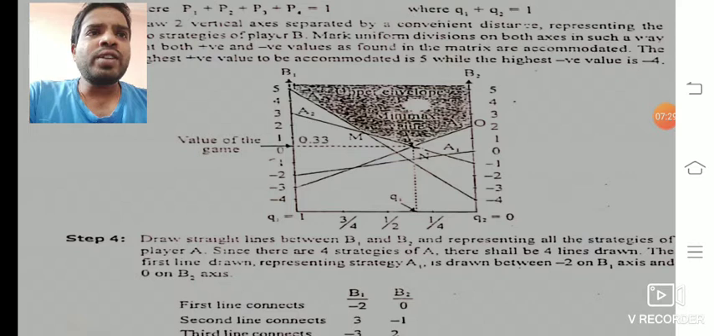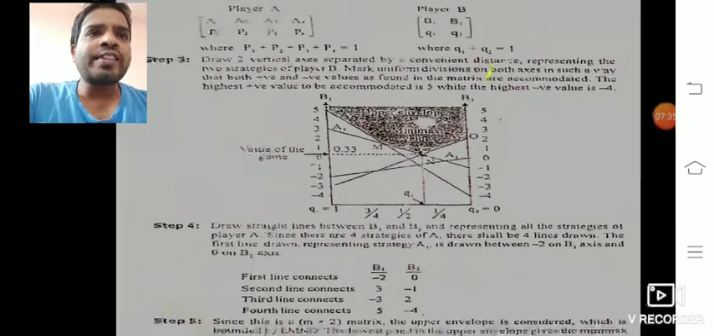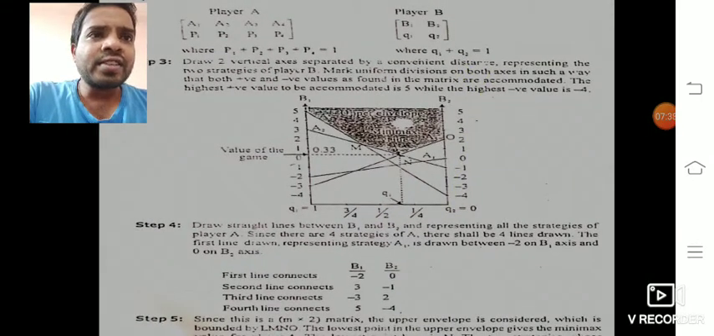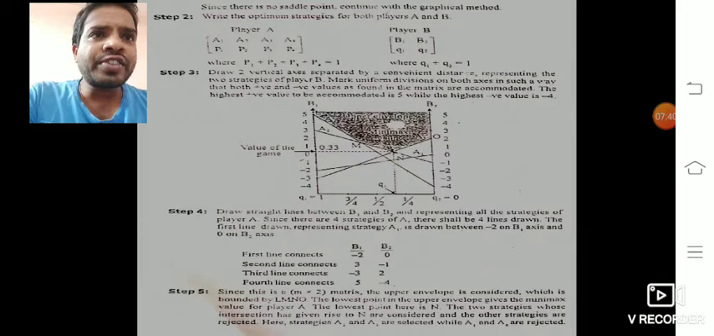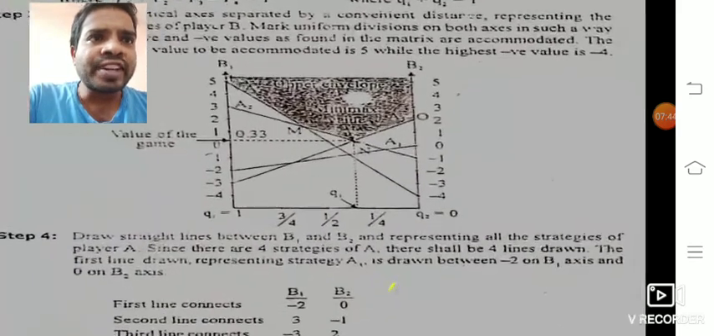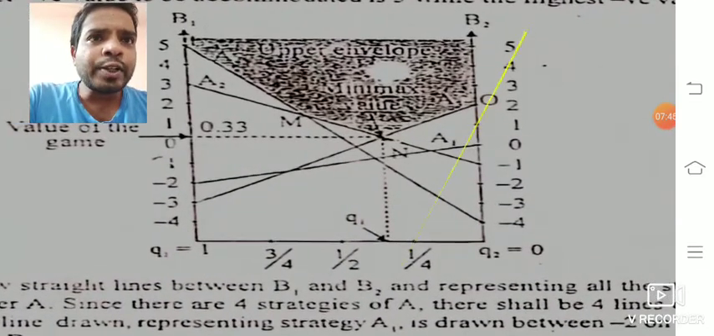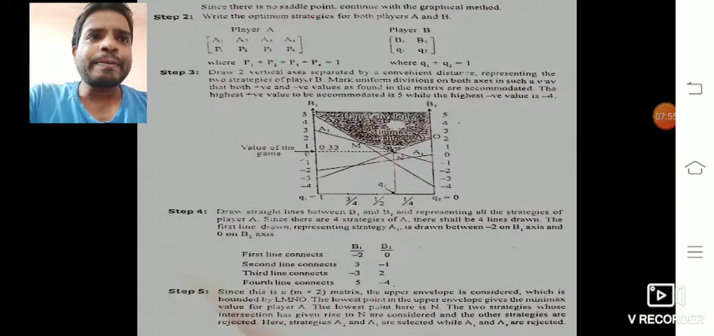Now find out the two lines intersecting at the point N. Okay, what are those two lines? Just find those two lines intersecting at the point N: the A2 and A3 lines are going to intersect at point N. A2 line and A3 line are going to intersect at point N.